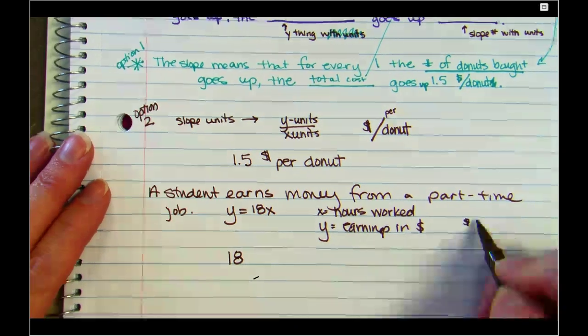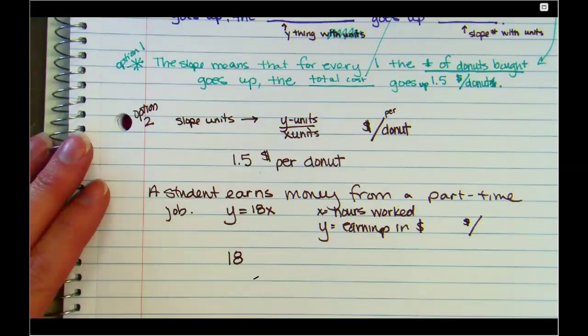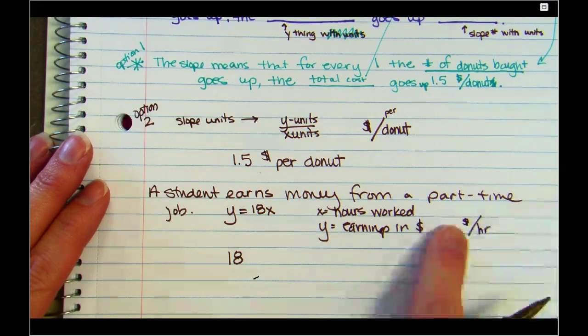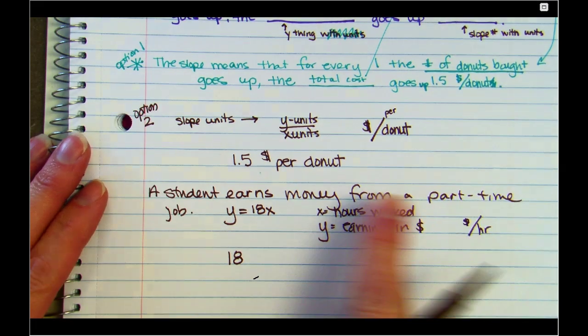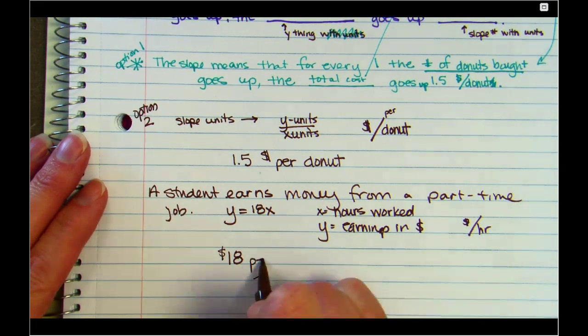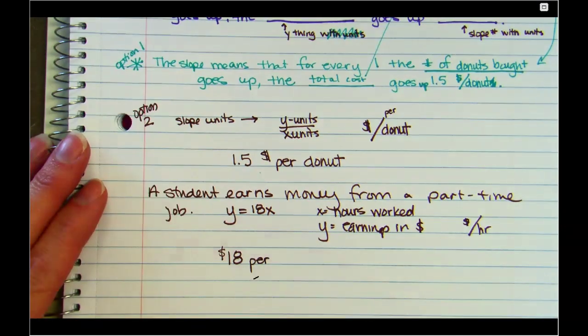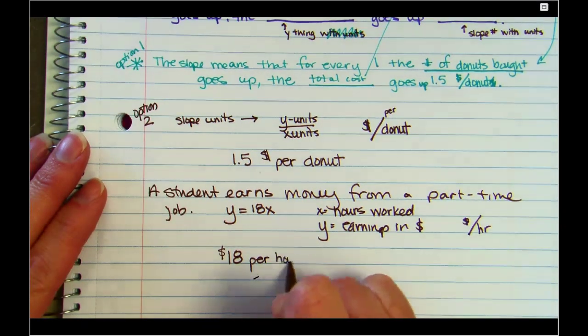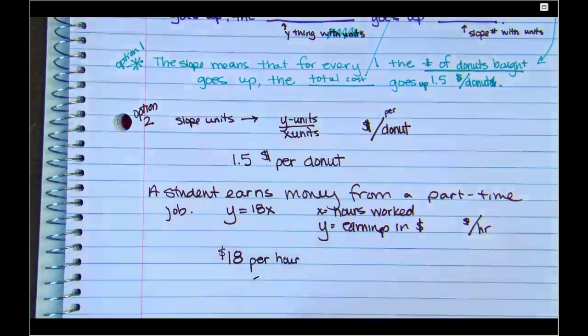Dollars. And we know it's got a slash. And then what are the units for x? Okay. Now there's dollars slash hours. I'm going to put that into words. So this is $18 per hour. Yes. That's still a little mathy, but let's talk real life.